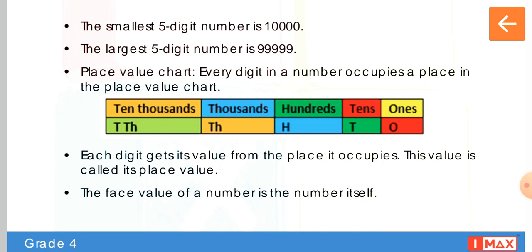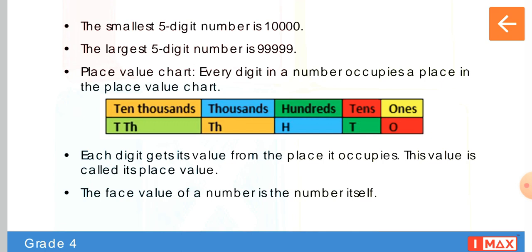Ones we can denote by using the letter O. Tens we can denote by using the letter T. Hundreds we can denote by using the letter H. Thousands we can denote by using TH. And 10,000s we can denote by using TTH. So this is the place value chart for a 5-digit number. Got it? Now, each digit gets its value from the place it occupies, and this value is called its place value.